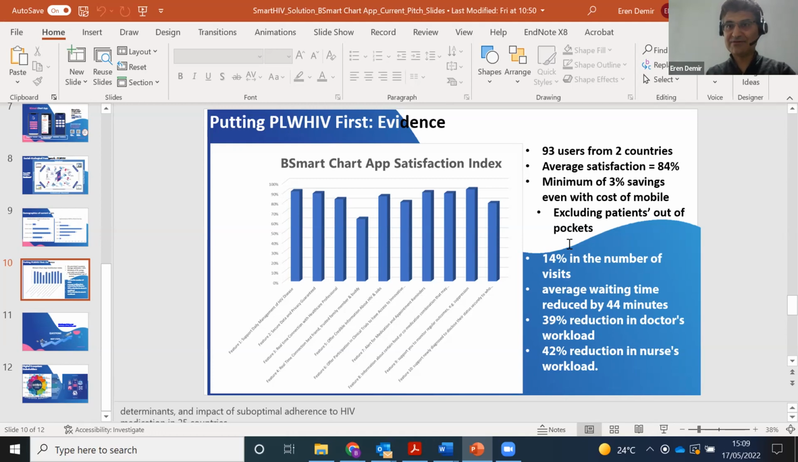Well, the app on its own saves a huge amount. At the worst case scenario, there is a 14% reduction in the number of visits to the healthcare service provider. 39% of a doctor's workload and 42% of nurses' workload have been reduced. So look at the amount of savings as a result of the app.